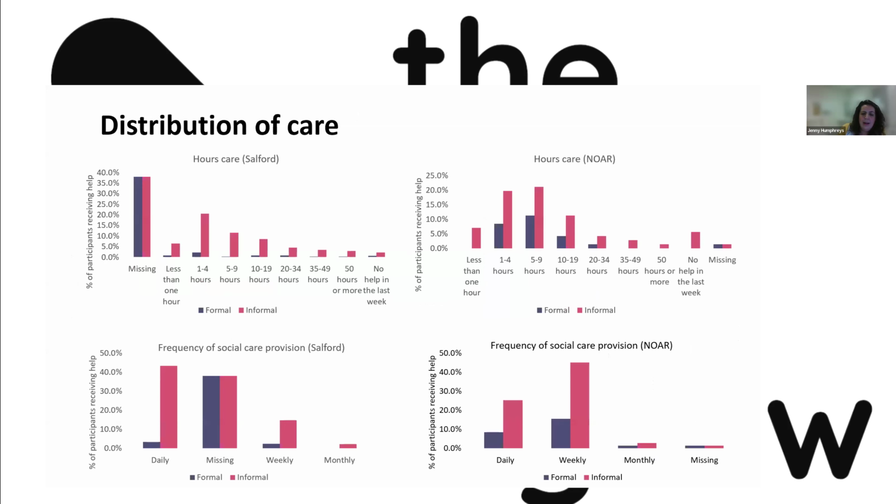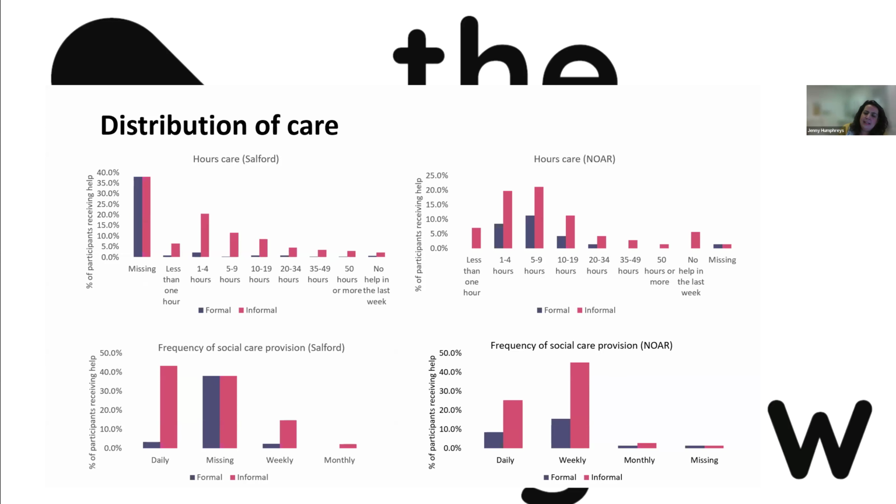Next slide. And then in terms of how this care was distributed, and I'll just apologise for the bars of missing data, which come in slightly different places here. To summarise, what you can see is that the majority of people were receiving care for several hours per week. A very small number received a really intense amount of care, and most either daily or weekly. That's across both cohorts.